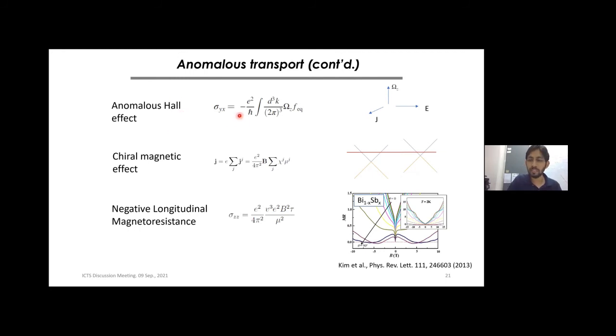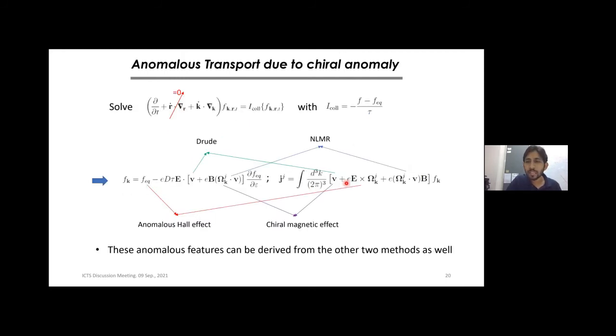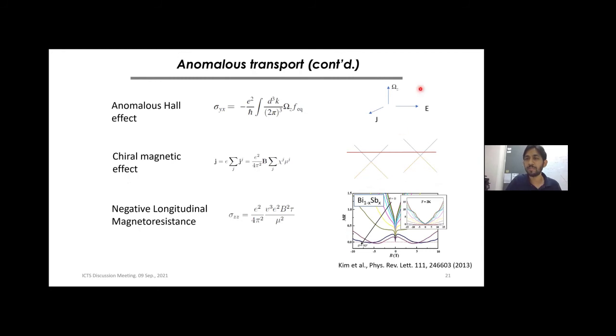So the anomalous Hall effect is essentially, you can see it's coming from a scenario where the current is perpendicular to both electric field and the Berry curvature. Just like our old Hall effect, except that there is no magnetic field here. It's this omega, the Berry curvature, which is playing the role of a field. That's why this is called an anomalous Hall effect.